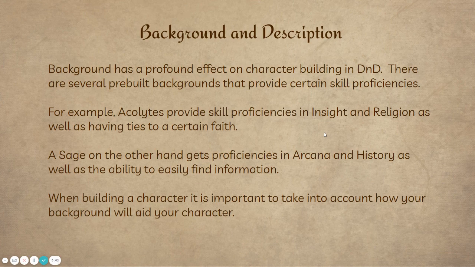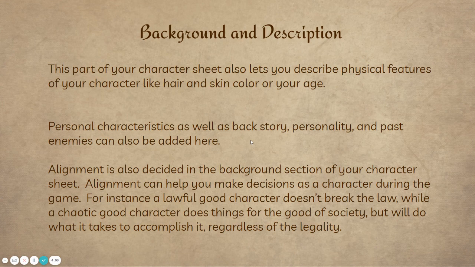What did your character do prior to the game? Were they a lone soldier fighting hordes of evil? Were they just a regular person who got thrust into this situation? All of these things are important to consider. This part of your character sheet also lets you describe the physical features of your character, like your hair, your skin color, or how old you are. Personal characteristics, as well as your backstory, personality, and past enemies, can also be added here. This is also a big part to talk about with your dungeon master, because it's going to help fit into their story. So this is the kind of stuff you're going to be talking with your DM about.